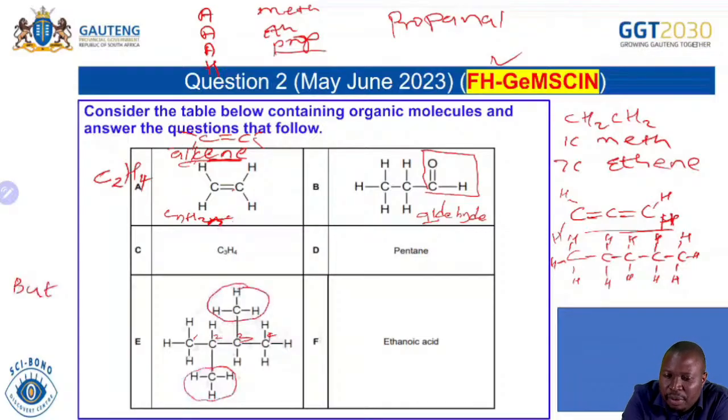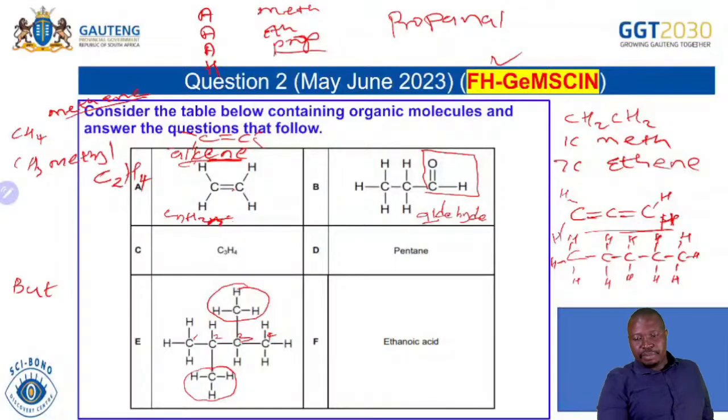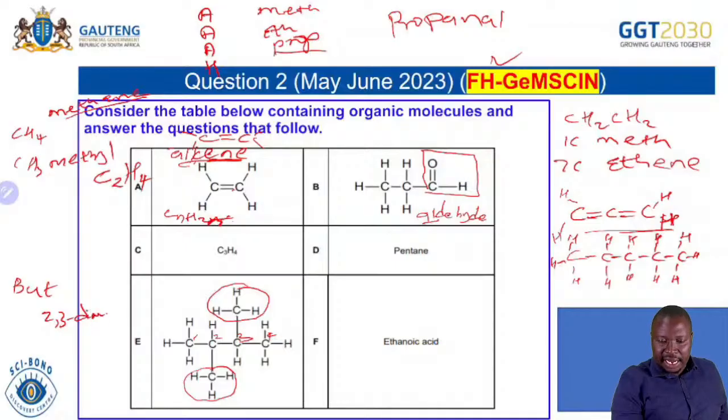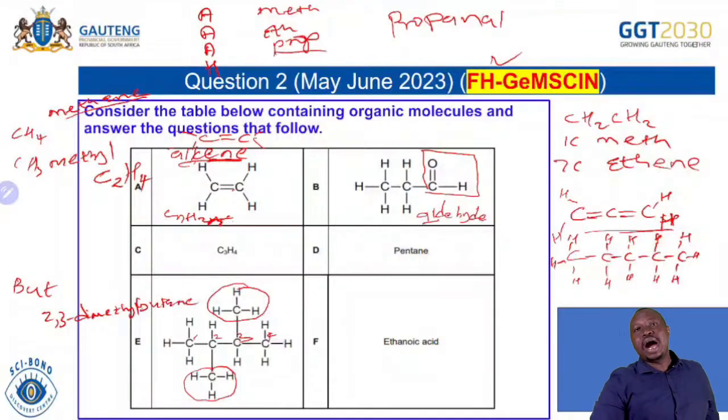And our branch, remember when it's 1 carbon, CH4, we said it's methane, isn't it? So CH4 is methane. When it's CH3, it's no longer methane, it's now referred to as methyl. So you must know that this one will be methyl. So we have a methyl and another methyl on carbon number 2 and carbon number 3. So you will refer to this structure as 2,3 dimethyl butane, because it's 4 carbons. And this is one name.